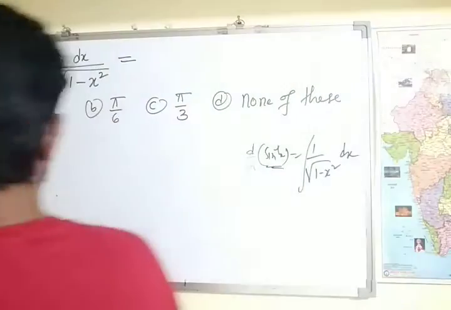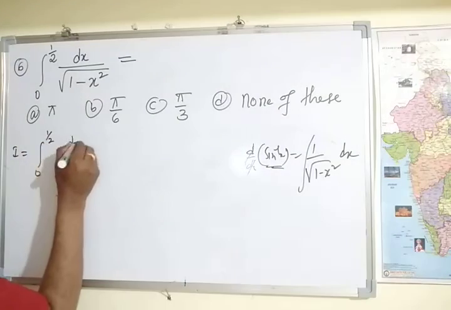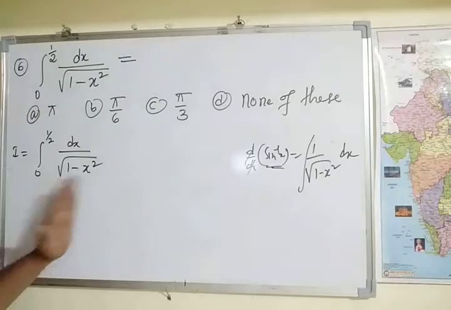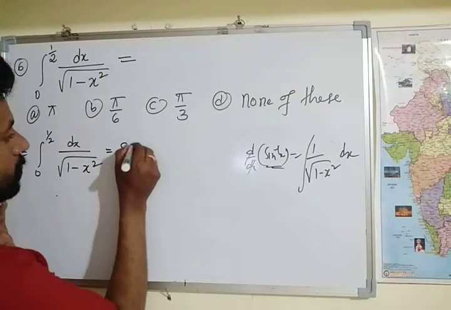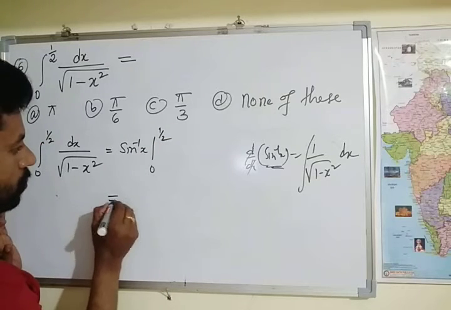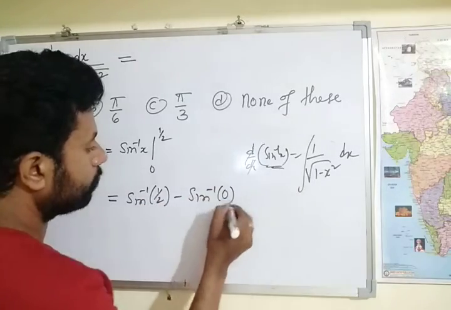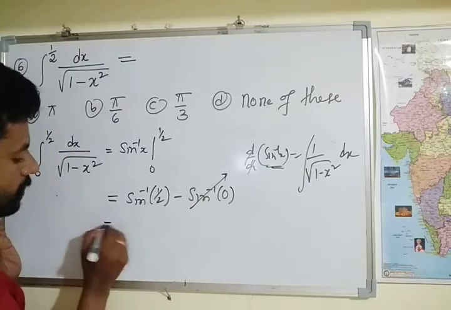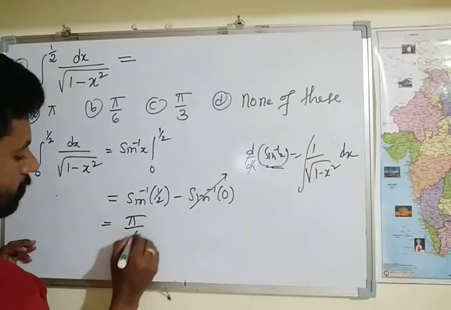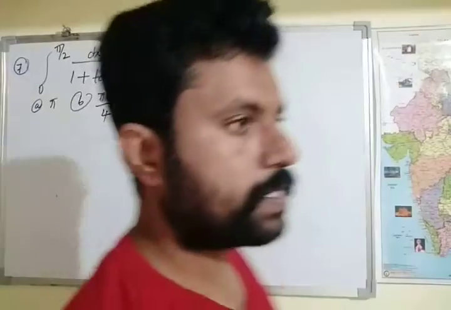Now here we have definite integral results. You consider I is equals to integral of 0 to 1 by 2 dx divided by root of 1 minus x square. Integral of 1 by root of 1 minus x square is sin inverse x, 0 to 1 by 2. Upper limit is 1 by 2, lower limit is 0. Is equals to sin inverse of 1 by 2 minus sin inverse of 0. See, sin inverse of 0 is 0. Sin inverse of 1 by 2 is 30 degrees, pi by 6. Option B is correct.